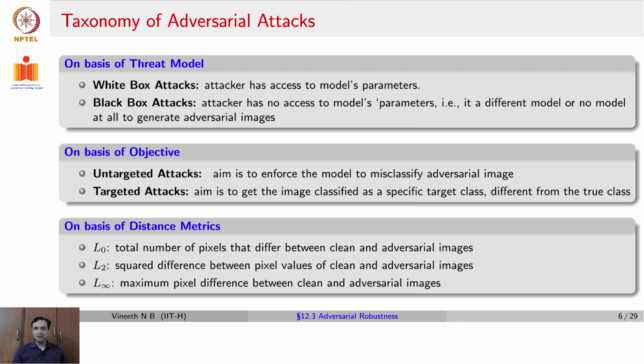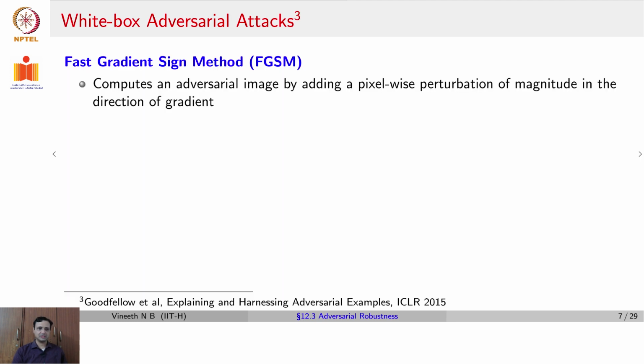And when you say as minimal, you have to measure a distance, and that is done using different kinds of LP norms, such as L0 norm, L2 norm, or L infinity norm. In L0 norm, the total number of pixels that differ between clean and adversarial images is used. In L2 norm, it's the squared difference between the clean image and the adversarially perturbed image. And in L infinity norm, it's the maximum pixel difference between the clean and adversarial images. L infinity norm is often used in many of the methods.